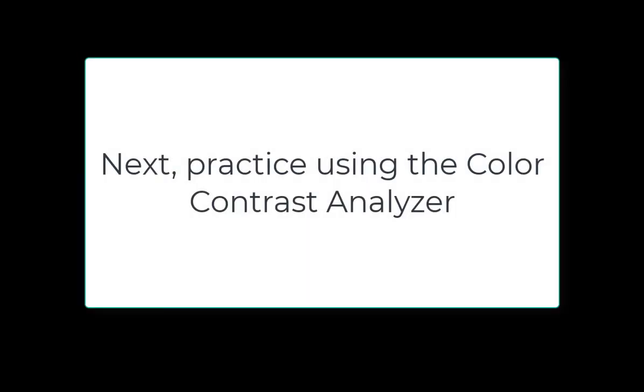Next, practice using the color contrast analyzer. Title is Document 1 - Word, Print View. First, open a Microsoft Word document and type some text. Here I've typed the word hello. We're going to change the text color to red. Here's how. First, select the text.